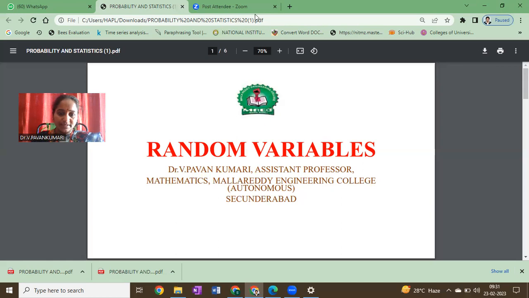The normal distribution always follows a continuous probability distribution, which is always denoted by f of x. Random variables are of two types, discrete and continuous, and distributions also follow the two types, discrete and continuous.